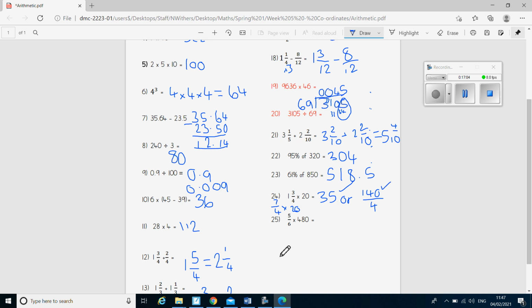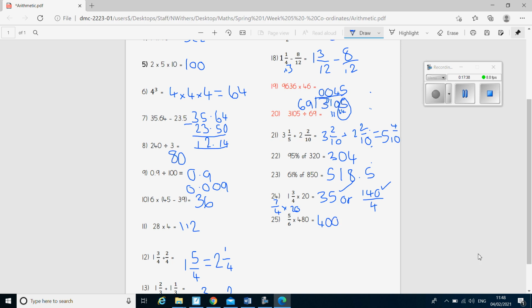And lastly then, we've got 5/6 times by 480. Sometimes it might say 5/6 of 480, sometimes it might say 5/6 times 480. They mean exactly the same thing. So when we're finding a fraction of a large number like this, divide by the denominator and then times by the numerator. So first of all, we've got to do 480 divided by 6, and then we times that answer by 5. Overall, we were looking for the answer 400.